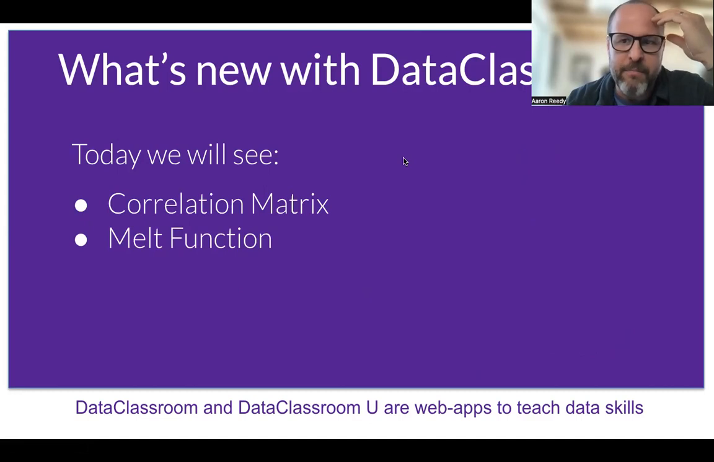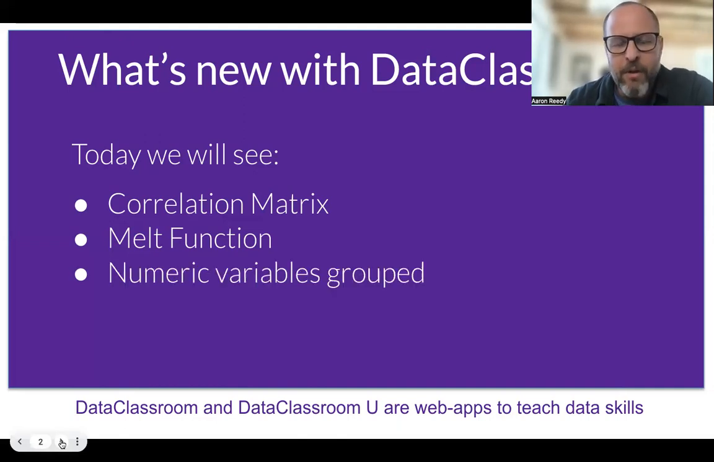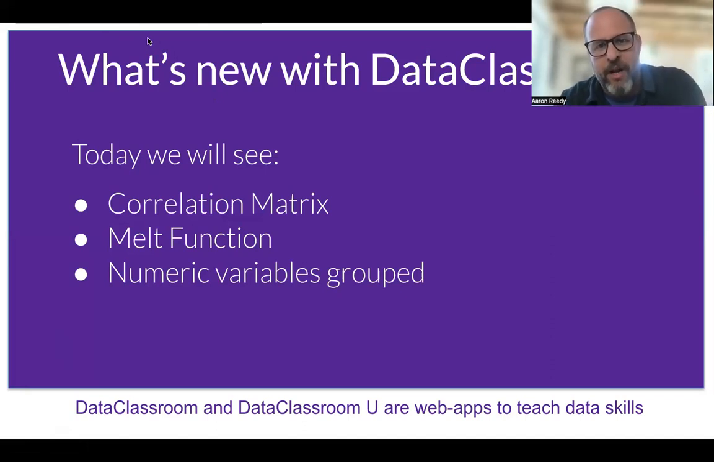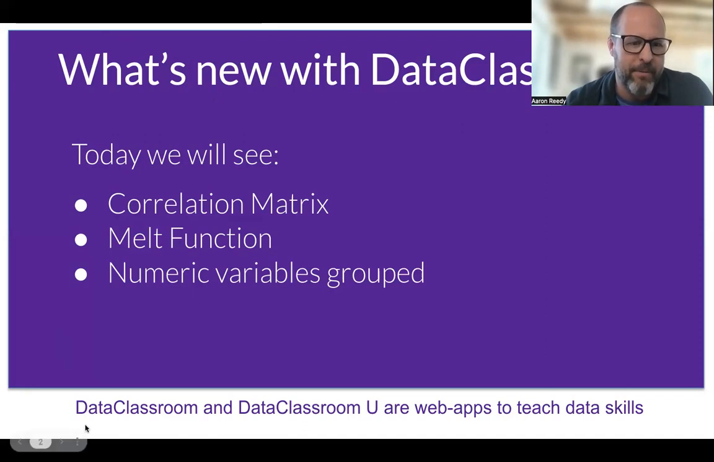We also have the melt function. This has been out a little bit longer, but it's kind of out of the way, and it's very useful if you're having students tidy up data, particularly when they've split the same variable across multiple columns. We'll show you how to use the melt function. This next one's really subtle: we now have the ability to group numeric variables. This really comes into play when you're trying to do per data point error bars, or see the mean of different treatments that are numeric, and I'll show an example of this.